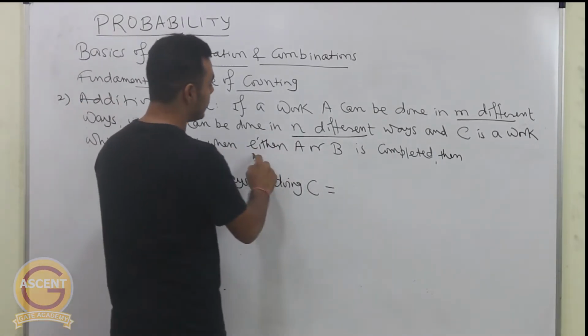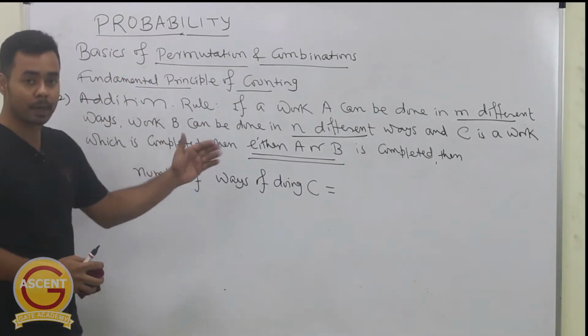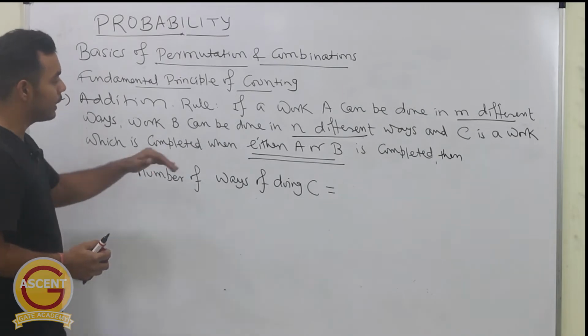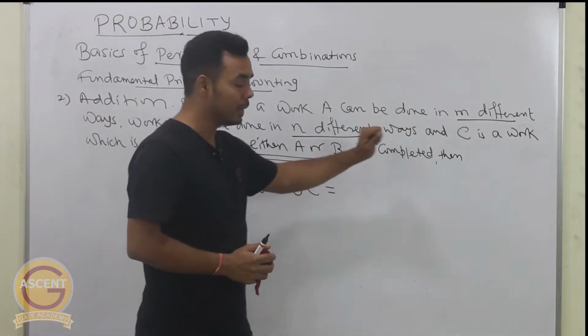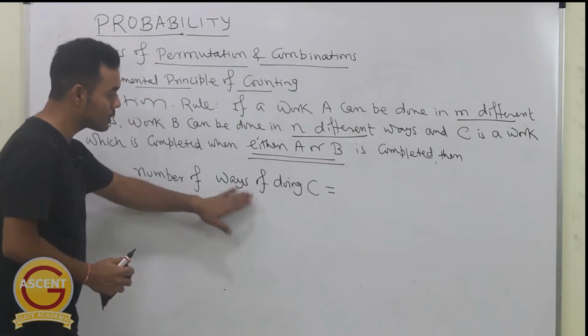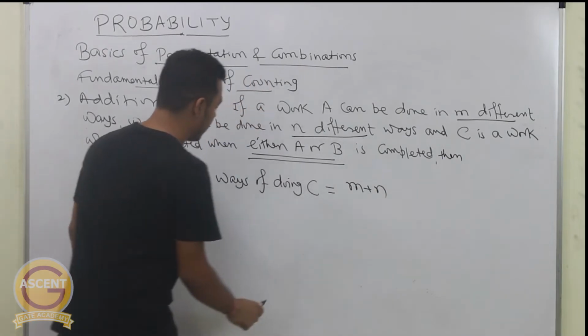Now notice the difference here. In the case of the multiplication rule, the work C was completed when both A and B were completed. Now here in the addition rule, the work C is completed when either A or B is completed. Then in this case the number of ways of doing this work C will be simply m plus n. So again let me give you an example.